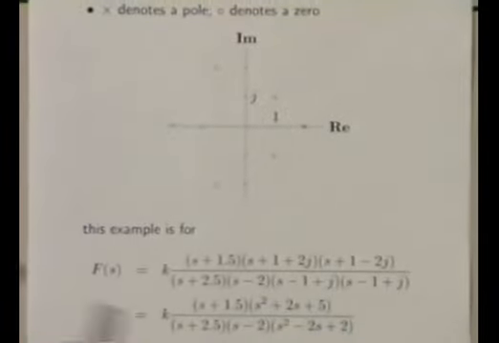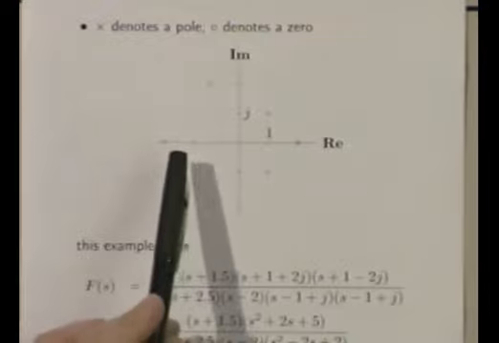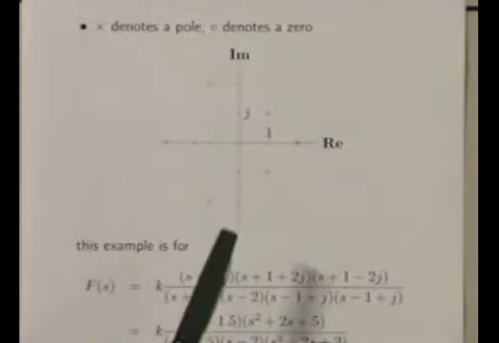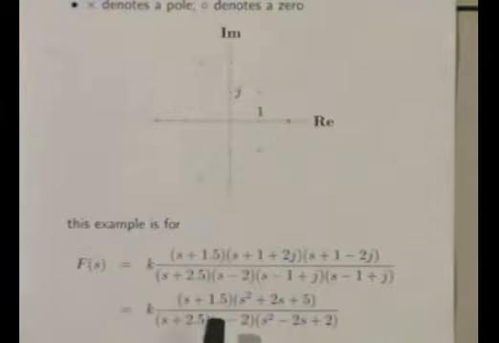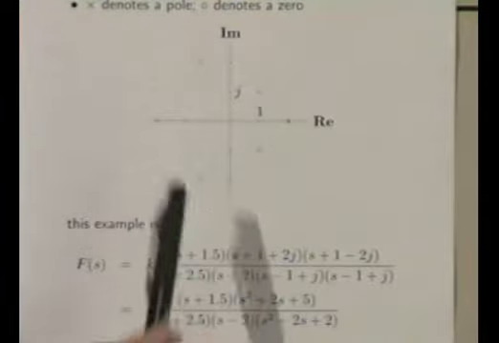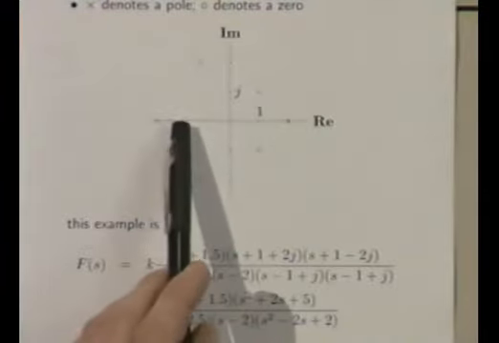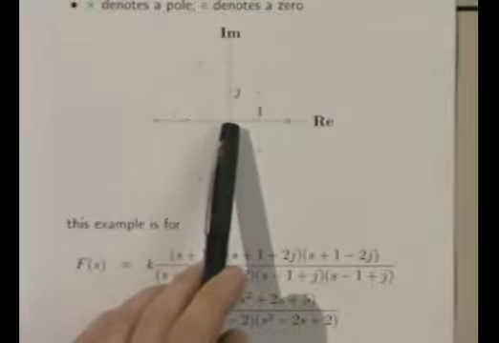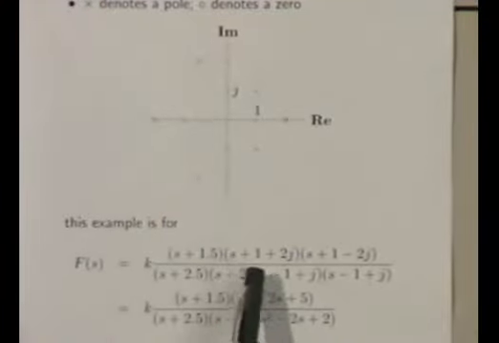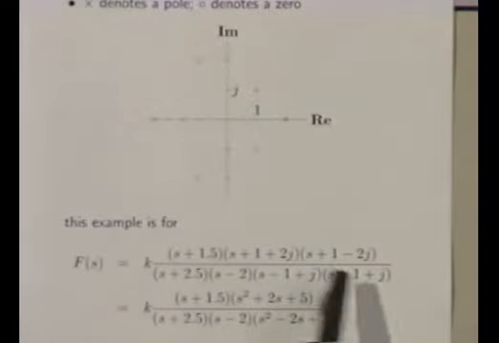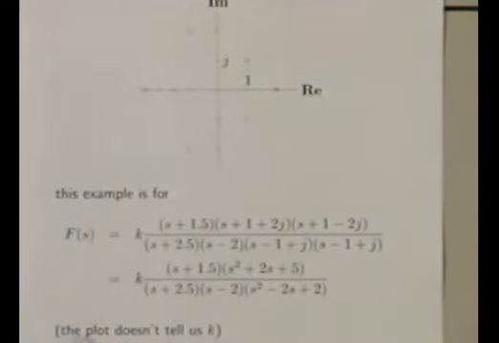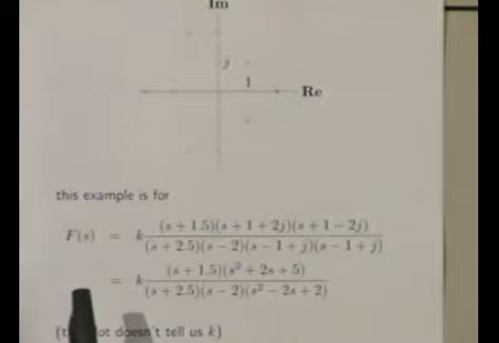For example, to go from this plot to what the actual rational function is, you collect the zeros. The zeros are at minus 1.5, and then I guess this is minus 1 plus minus 2j, and so I've got these 3 terms here. In the denominator, I've got these. I think I did it right. Did I? Oh, I did. Okay, it's fine.